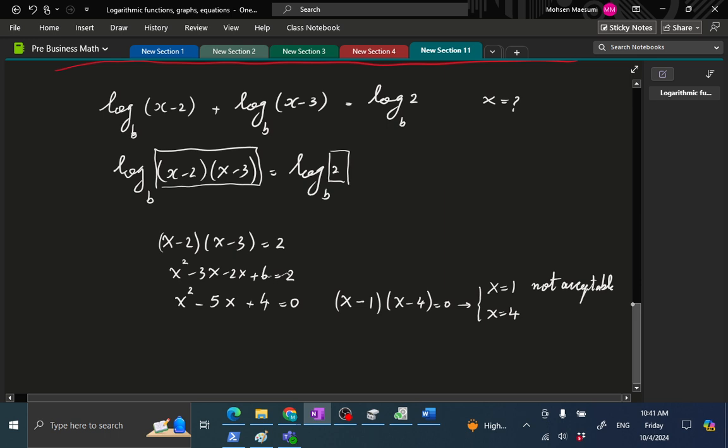x equal to 4 is the only solution. Logarithm of 4 minus 2 is going to be 2. 4 minus 3 is 1. Logarithm of 1 is 0. Logarithm of 2 in base b, that's of course logarithm of 2 in base b. This is our solution, so we box this, that this is our final solution.